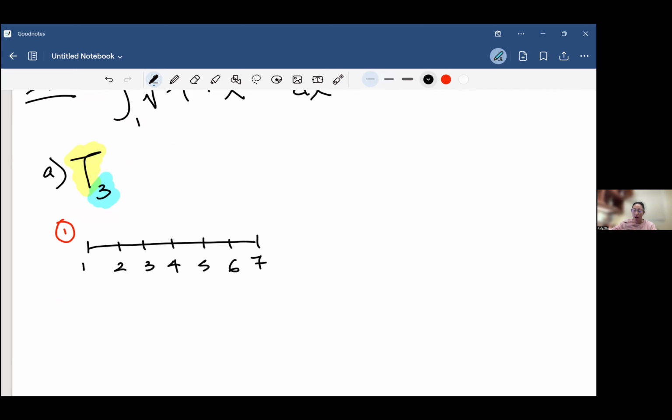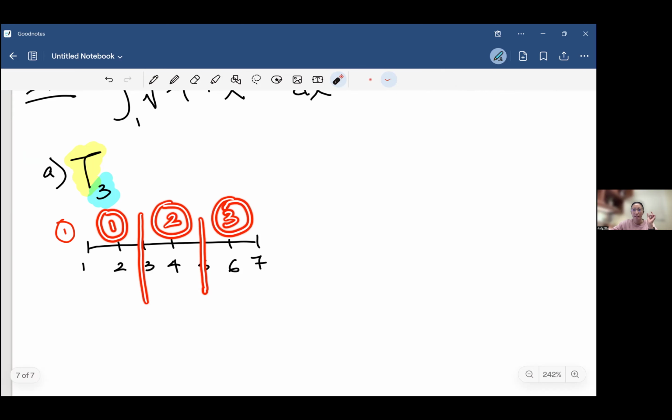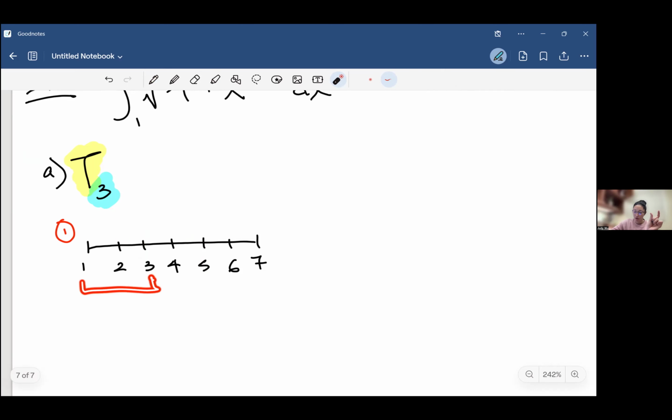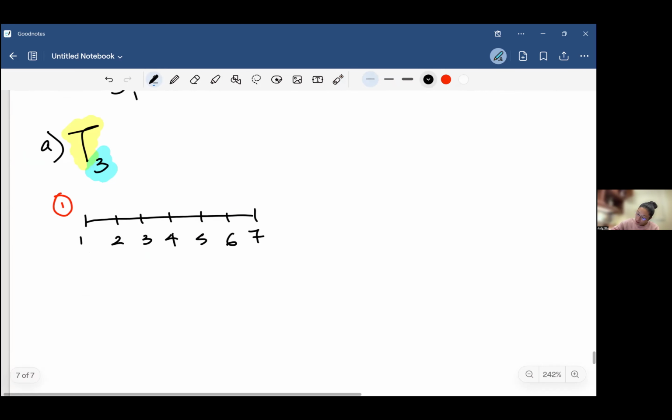Okay. Now, if I want to cut this into 3 even pieces, if I split it like this, I'm going to get 1, 2, 3, right? And each of those has a delta x of 2. So from 1 to 3 is 2. From 3 to 5 is 2. And from 5 to 7 is 2, okay? So what this means is that my delta x equals 2.